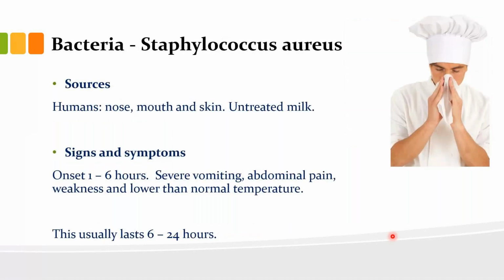Sources of Staphylococcus aureus, which is called the dust microbe: the nose, the mouth, the skin, untreated milk, usually from food handlers or food workers. Signs and symptoms from 1 to 6 hours: severe vomiting, abdominal pain, weakness, and lower than normal temperature. This usually lasts from 6 to 24 hours.